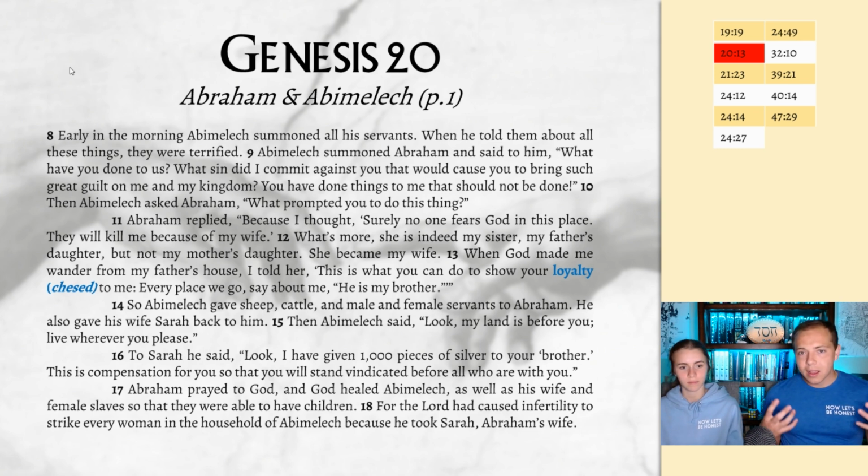Right. Like, Abraham was abusing Hesed by asking for more. But then now Abimelech gives him something that he has no right to expect. Abraham should expect punishment and hatred from Abimelech, yet Abimelech gives him something lovely. Abimelech gave him sheep, cattle, male and female servants. He also gave his wife Sarah back to him. What? Yeah. This is crazy.